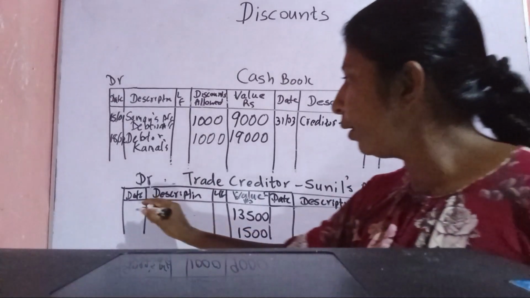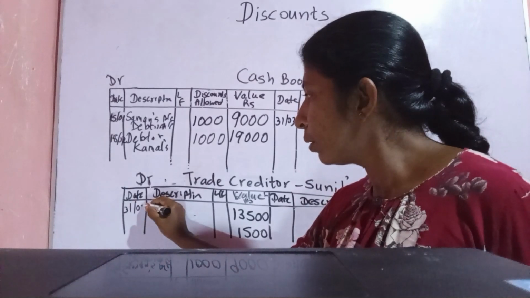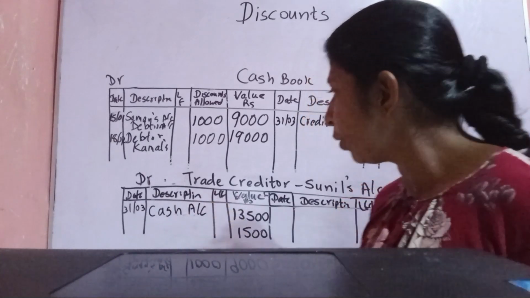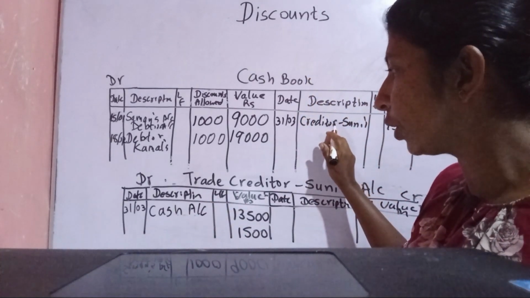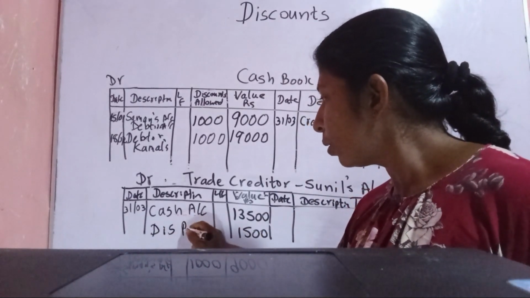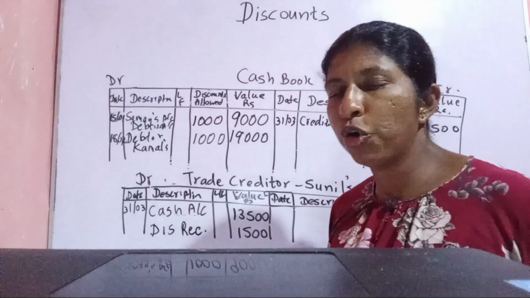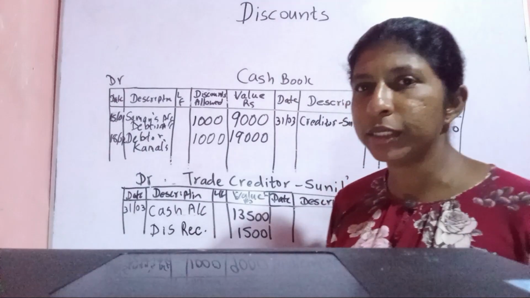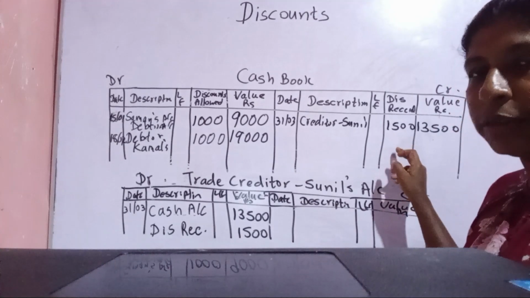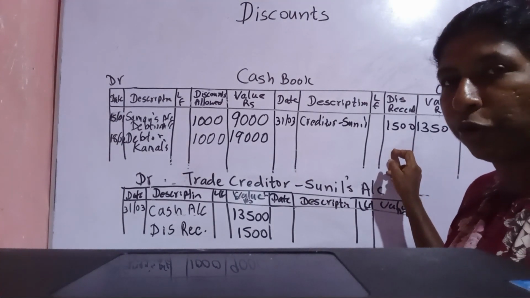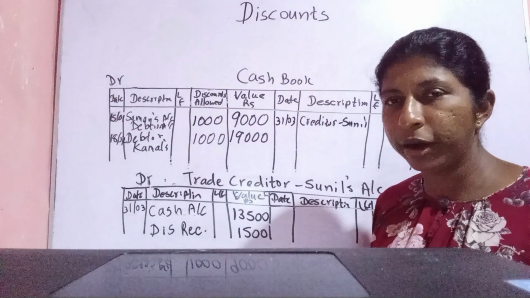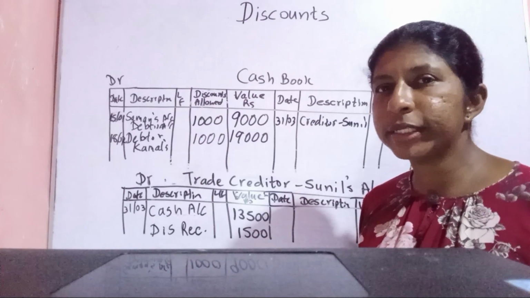Now I will write here 31st March and cash account, because we have credited the cash account, and write here discount received. This discount received is an income of our business. For the moment, we are writing discount received figures in the cash book credit side discounts received column. At the end of the period, we will get the total of this discount received and credit it to the discount received account.